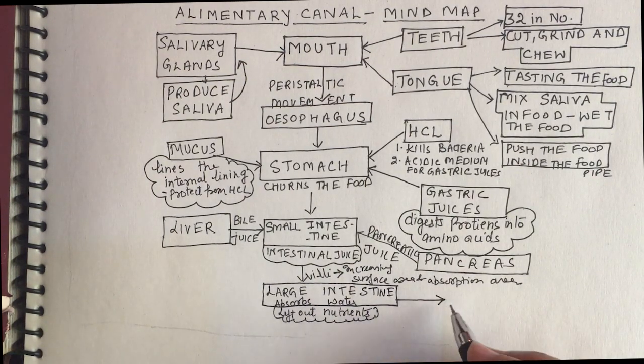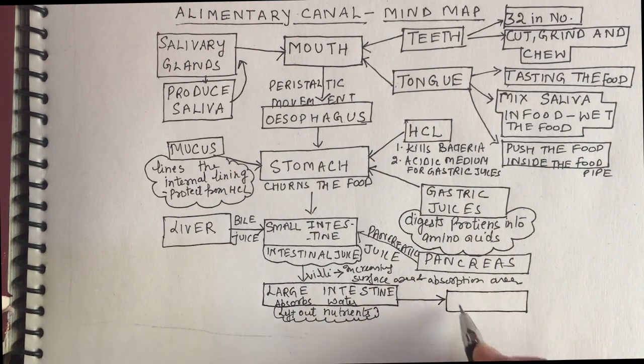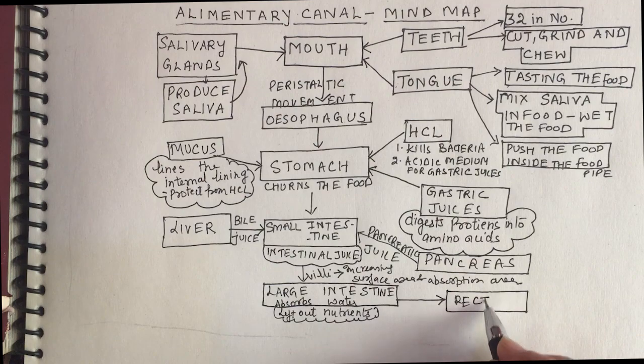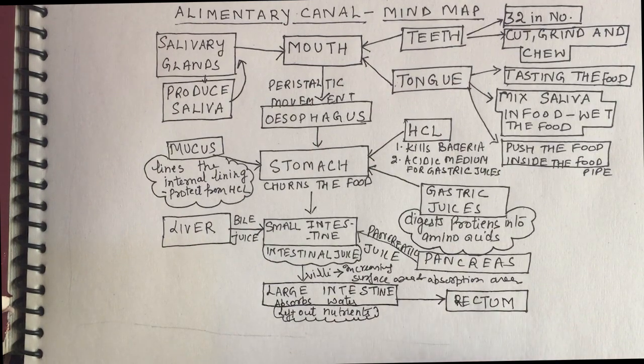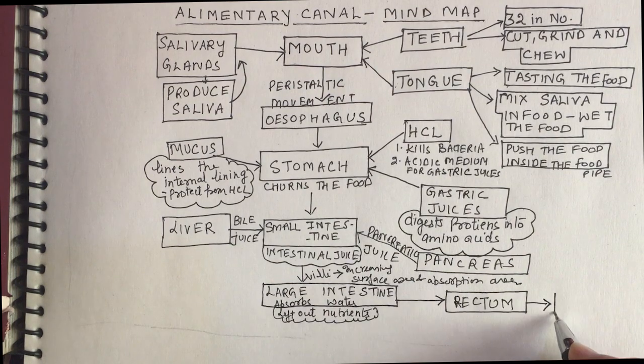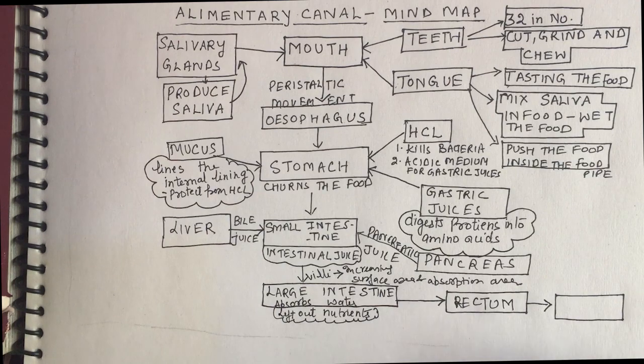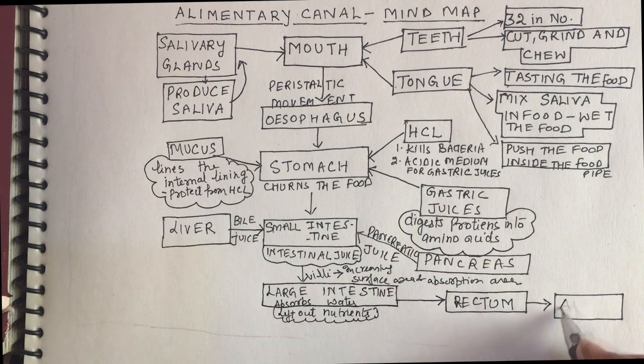We will not call it food, we will call it waste now. It goes into the rectum, where it is stored so that it can be excreted. So then after, when the pressure is more, the rectum feels that there is so much waste already stored there, then through the anus the waste is excreted out of the body.